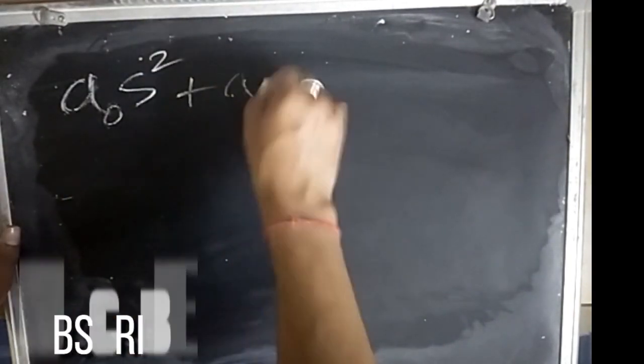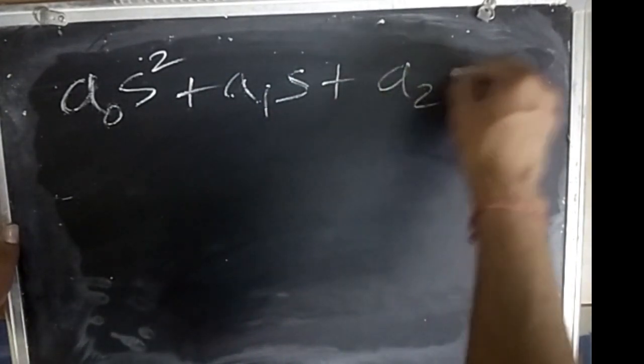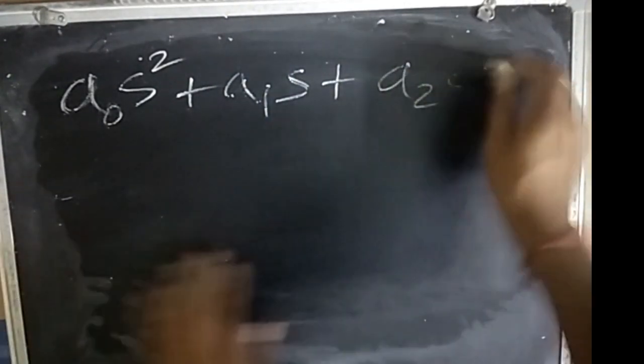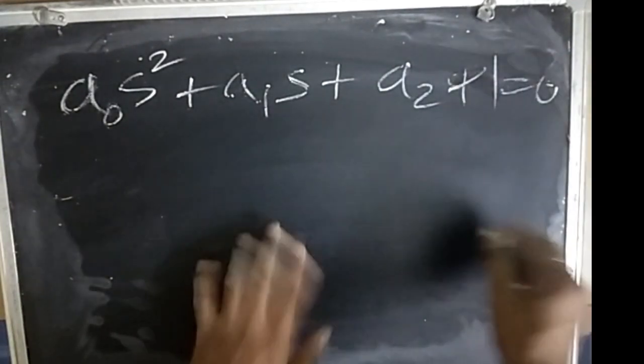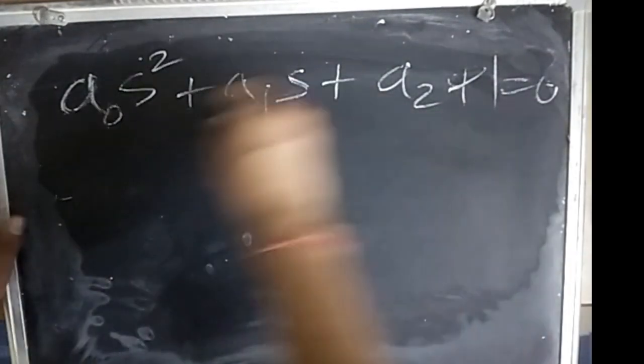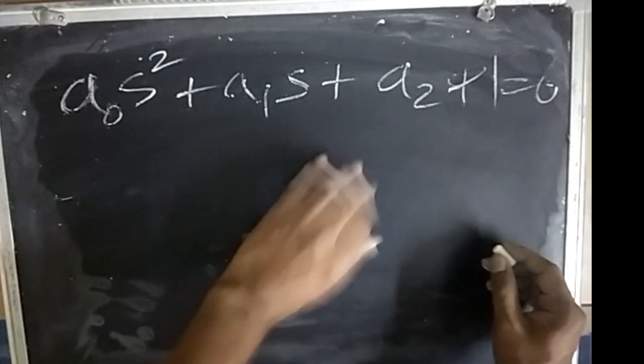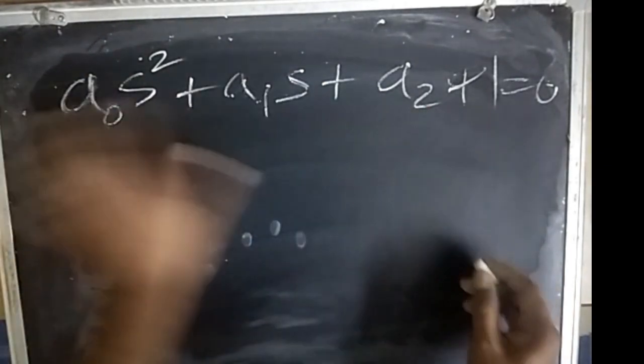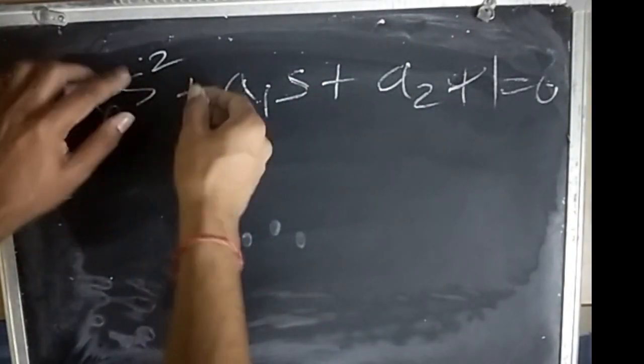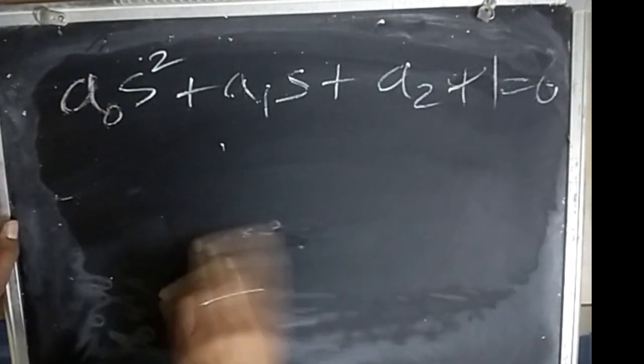It depends on which type of polynomial, but let's say for example it is quadratic. So A0 s squared plus A1 s plus A2 is equal to 0. Let's say this kind of equation comes up. This is my polynomial. This could also be third order, fourth order, but let's take this, and it could be anything.